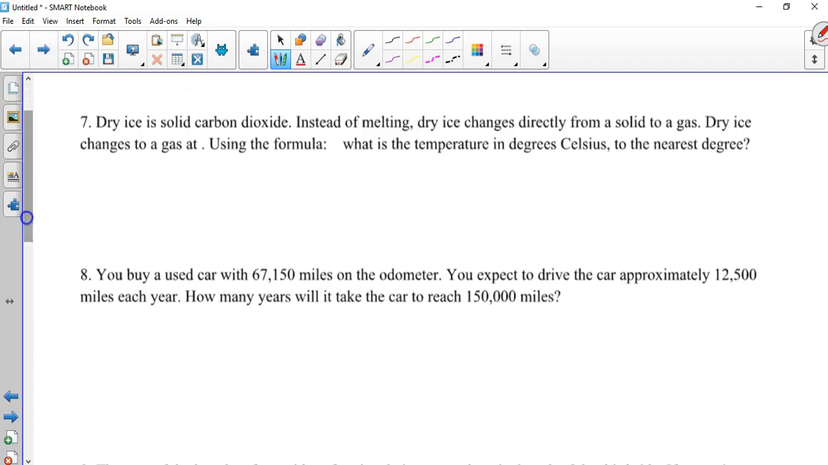Okay, now some application problems. Okay, sorry, the formula again did not transfer over. I know it is in your packets. Okay, changes to a gas at negative 109 degrees Fahrenheit. And the formula is 9/5 times Celsius degrees plus 32.